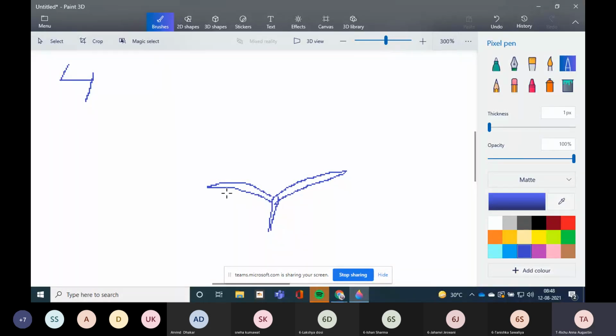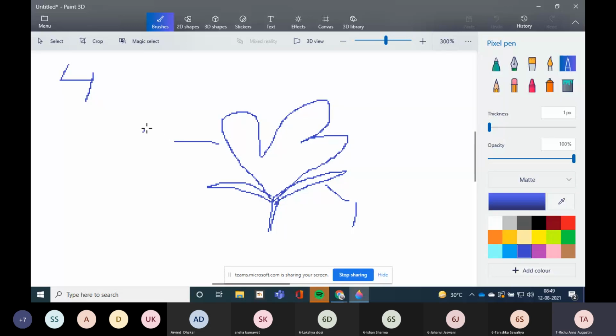Now you will think the innermost is the ovary, so ovary should be the first one. But no, we are starting from the outside. From the outermost we start. So the outermost one is sepal. This is the first whorl. Then the second one is the petal. This petal is the second whorl.